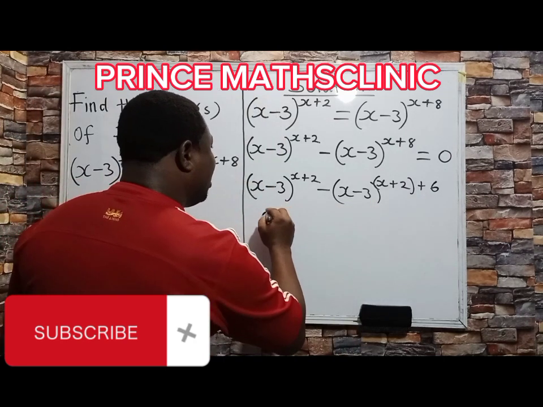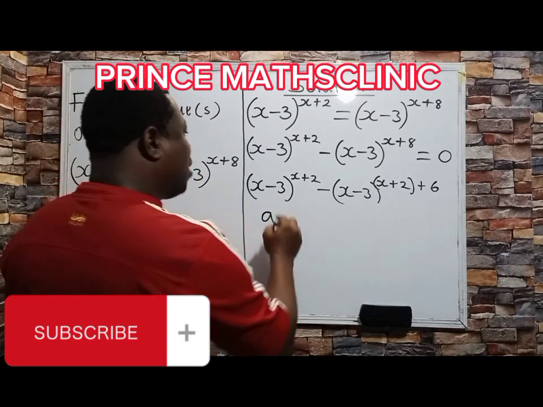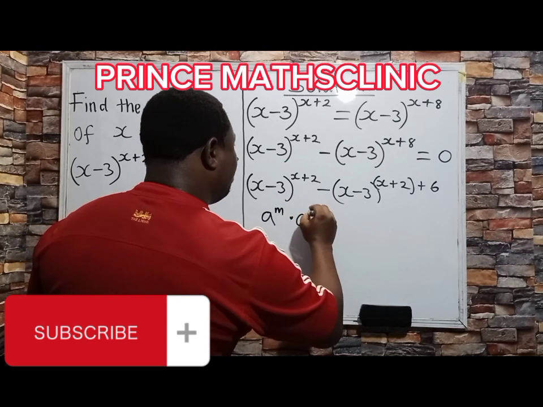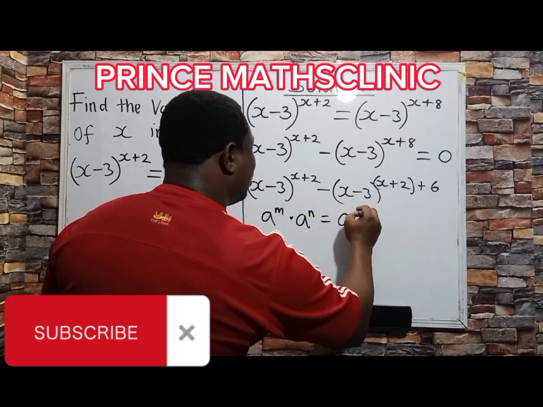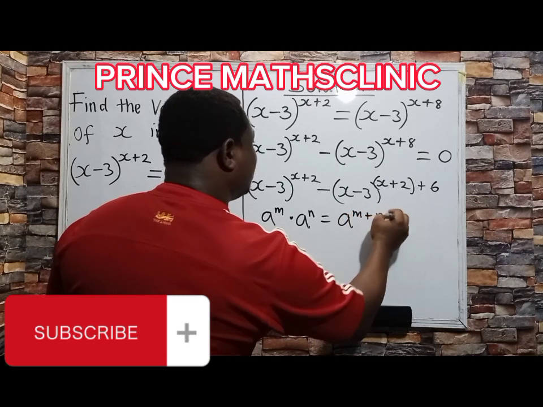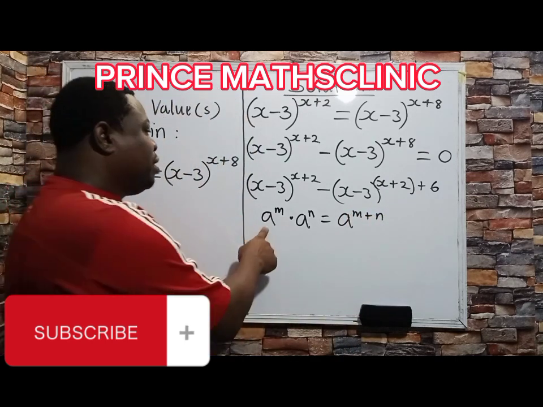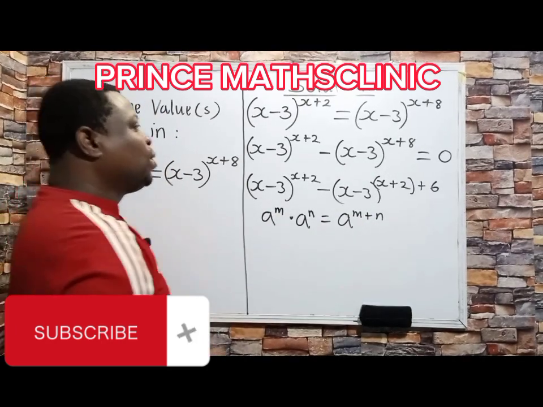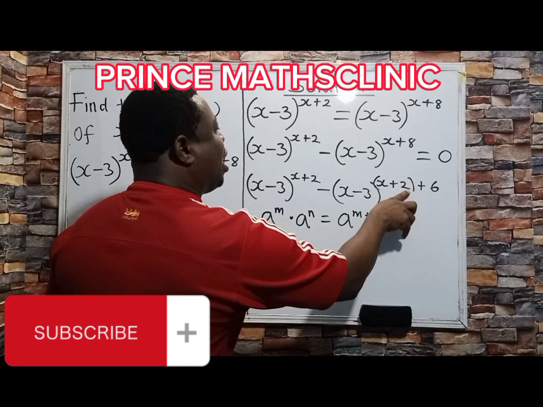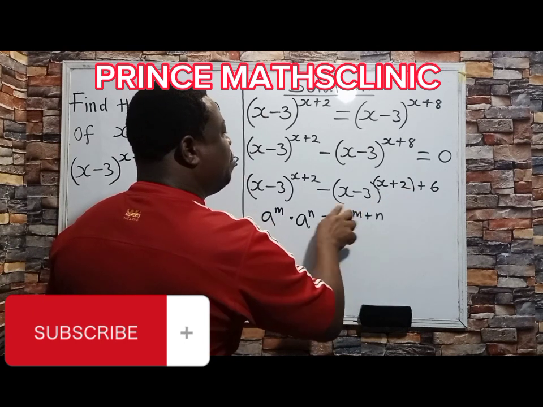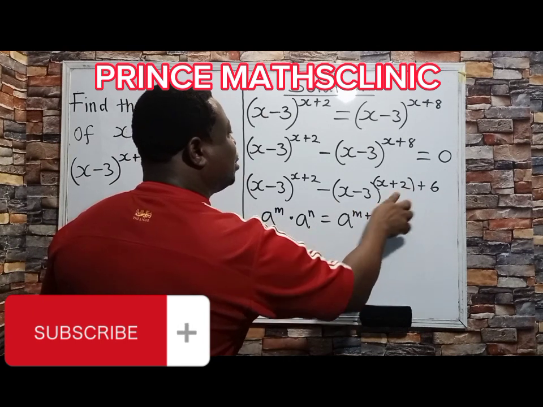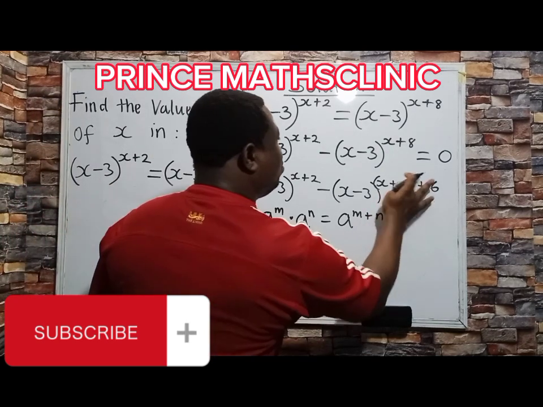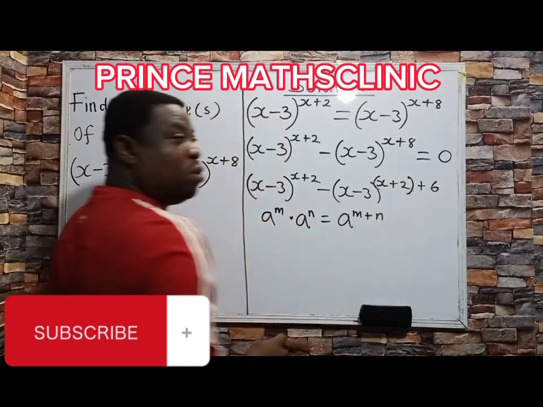If I have a to the power of m multiplied by a to the power of n, it means a to the power of what? m plus n. As long as the bases are the same, you can add up the powers under multiplication. So these two powers have been added using the same base, which means that you can decide to break down the powers and share them among the bases.